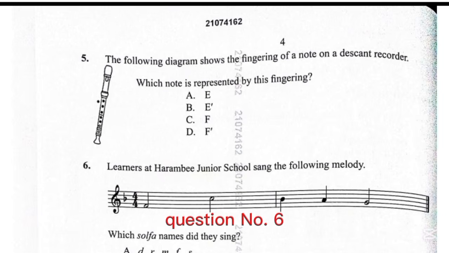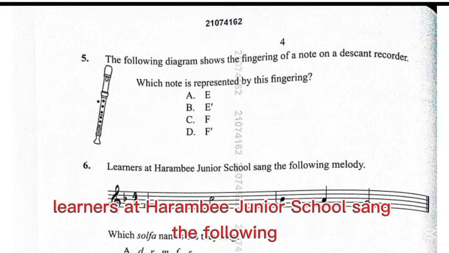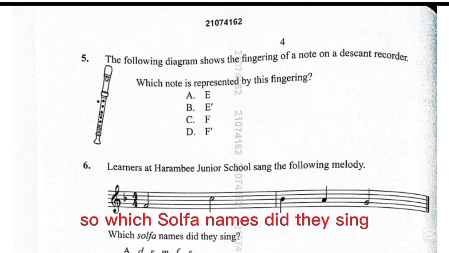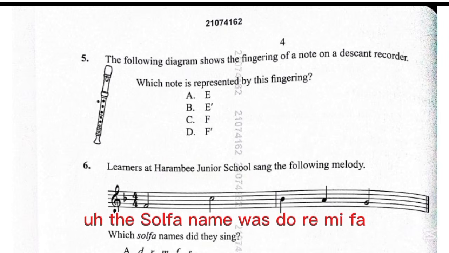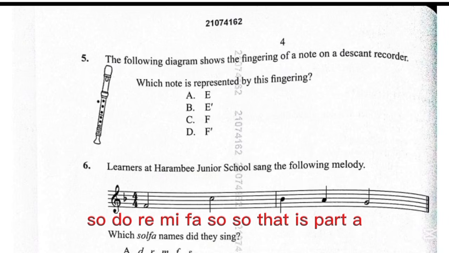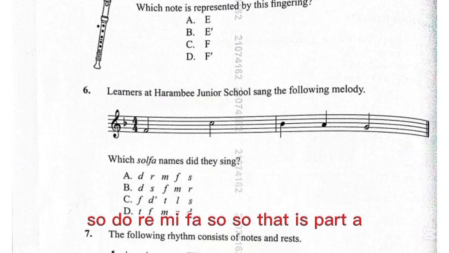Question number 6. Learners at Harambe Junior School sang the following melody. So the melody is there. So which solfa names did they sing? The solfa name was Do, Re, Mi, Fa, So. So that is part A.